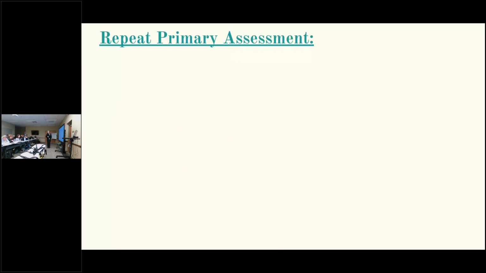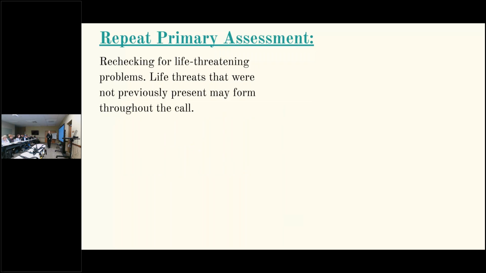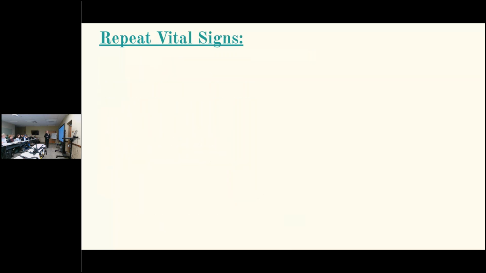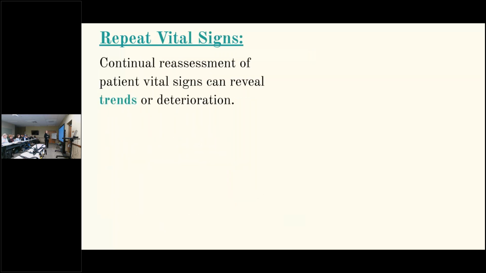So repeating the primary assessment, we're rechecking for life-threatening problems. Is the airway still open? Is our patient still breathing adequately? Reassess their mental status, maintain an open airway, monitor their breathing rate and quality, monitor the pulse rate and quality, and their skin color and condition. We want to repeat their vital signs. Continual reassessment of vital signs can reveal the trends.